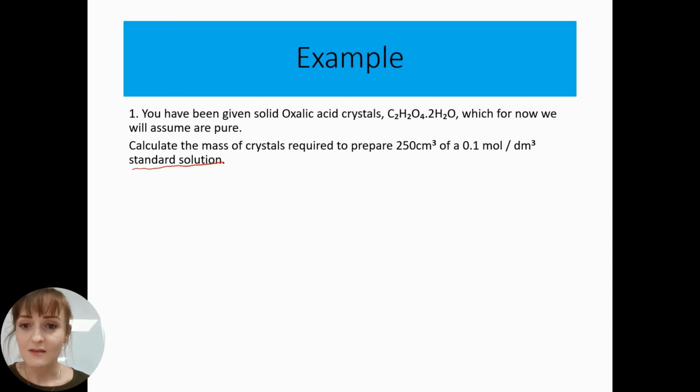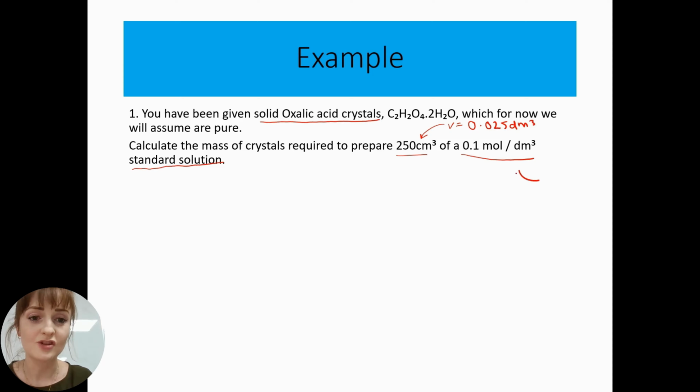Let's discuss an example of a calculation question. So you're asked to calculate the mass of solid oxalic acid crystals, which you're told are pure, in order to prepare 250 centimeters cubed of a particular concentration. The first thing that you would do is label what you know. So for example, you're given a volume and you know straight away you have to convert that into decimeters cubed, and you're also told the concentration that you're required to make.